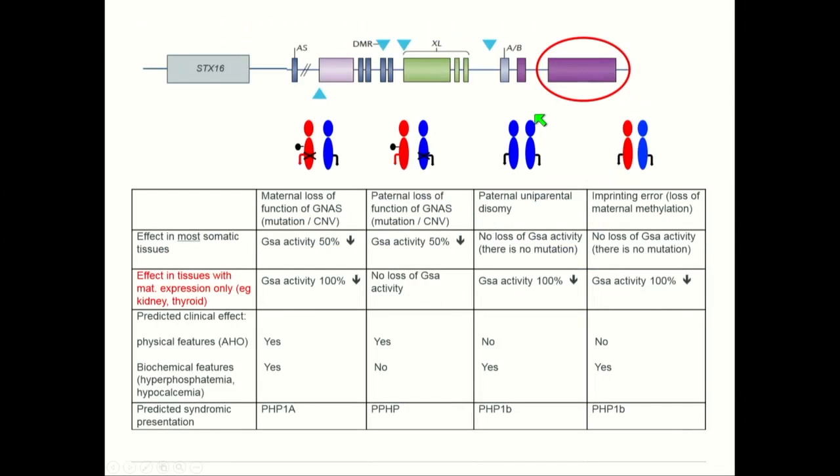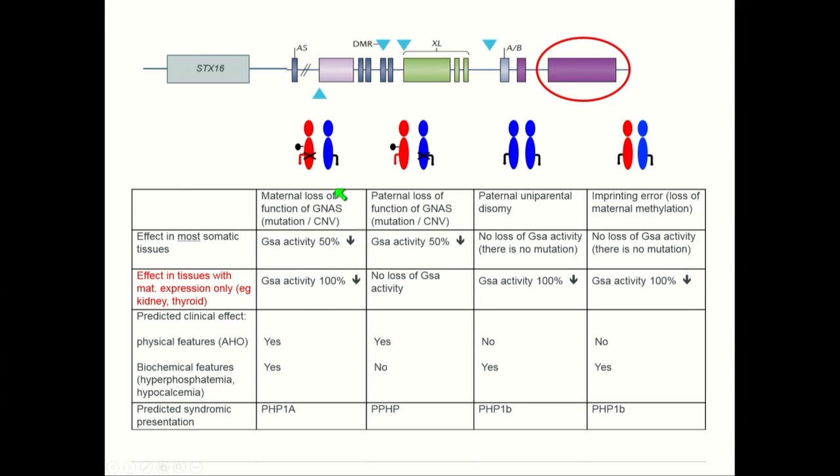Okay, so let's just walk through this. If you have a mutation in your GNAS gene, then effectively you've got half the normal GNAS you should have in most tissues.